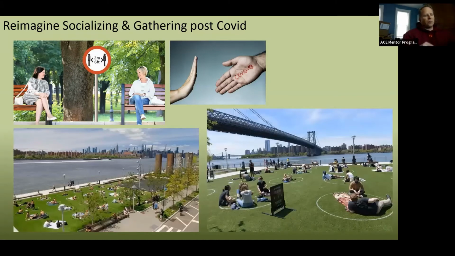How do we start to imagine our spaces to take these things into consideration so we can still live a long, healthy life? This is a nice park in New York where they actually created these circles so people could still gather, but still remain socially distanced per COVID requirements.